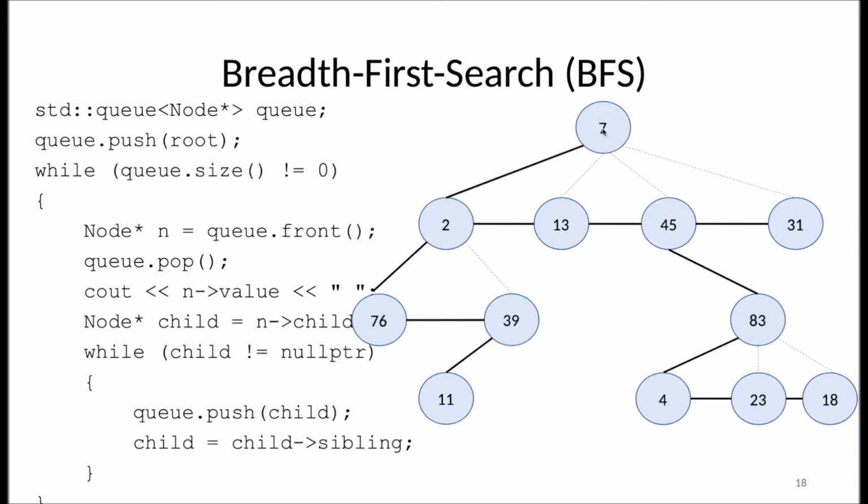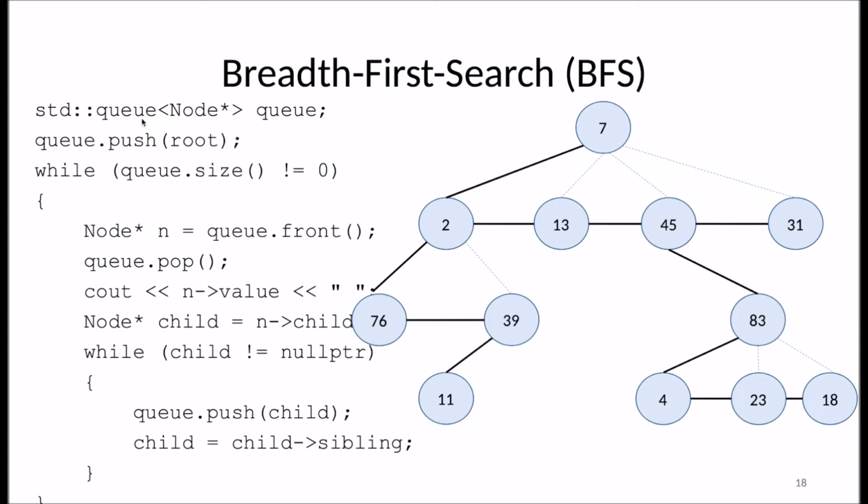So the root node does not have any siblings, but it does have a pointer to its very first child, which is 2. 2 points to its child, 76, and it points to its sibling, 13. 13 does not point to a child, but it points to its sibling, 45. 45 points to its child, 83, and it points to its sibling, 31, and so on. So keep this data structure in mind when looking at the code.